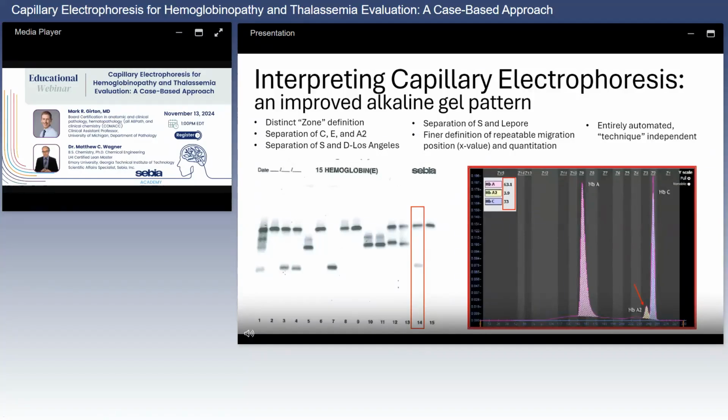Having covered these basic principles of how to regard the capillary electrophoretic pattern, we're now ready to move on to the cases that Mark has put together for us.